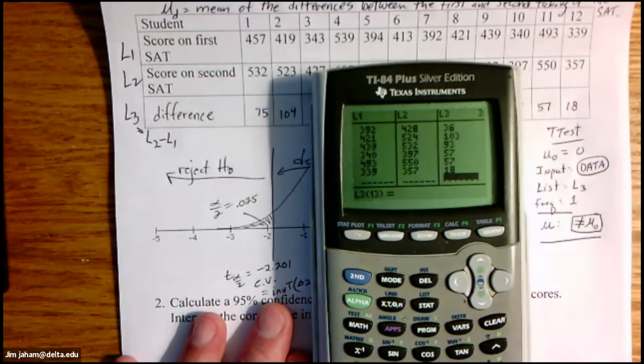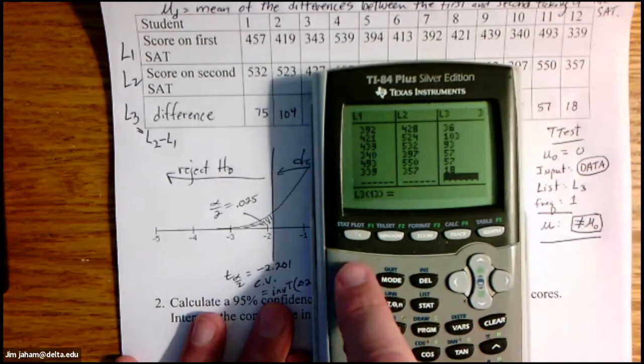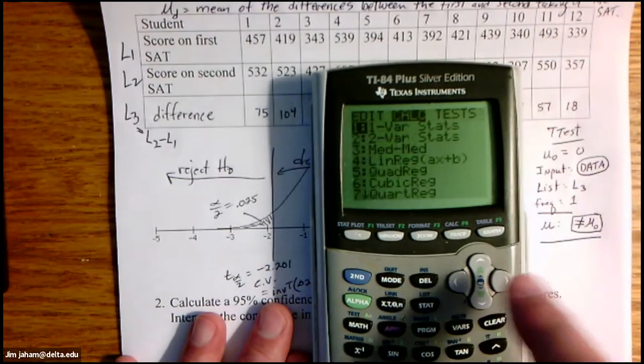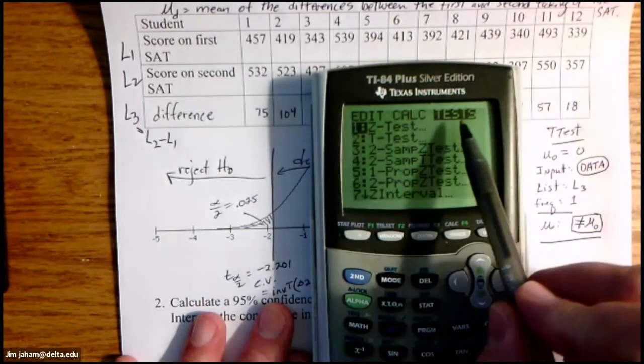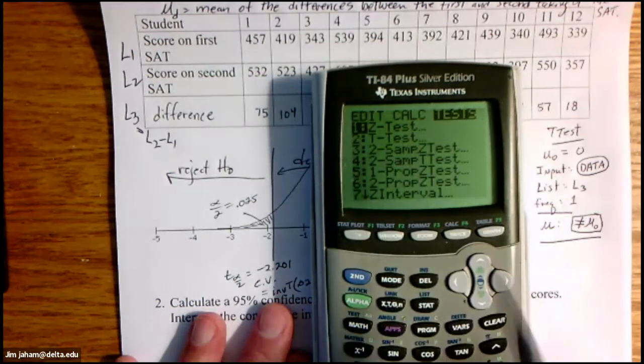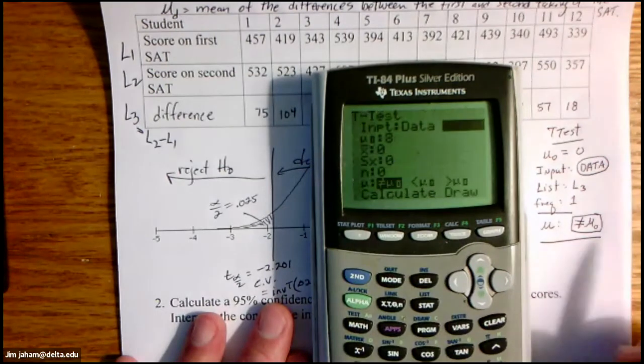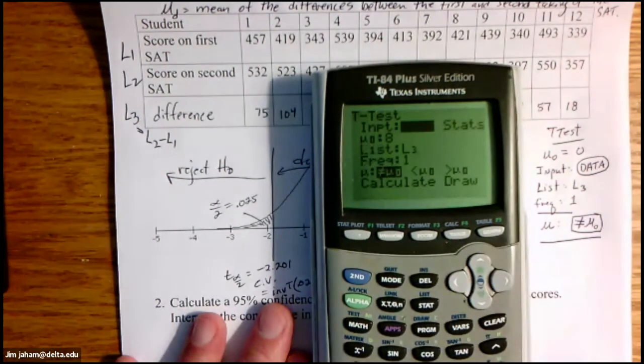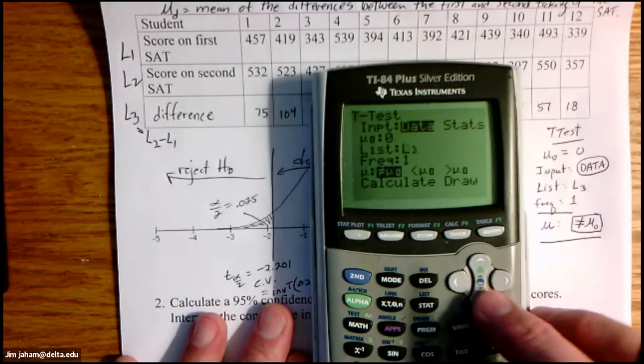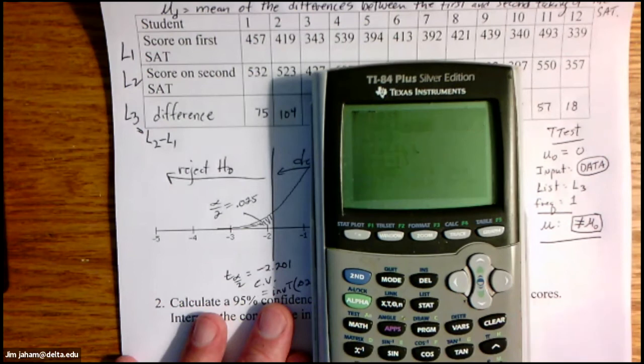All right, I'm going to plug all that into the calculator: stat, tests, and then option number 2 is the t-test. I'm going to select the data option. mu0 is 0. My list is L3, frequency of 1, not equal to in the alternative hypothesis. Calculate.